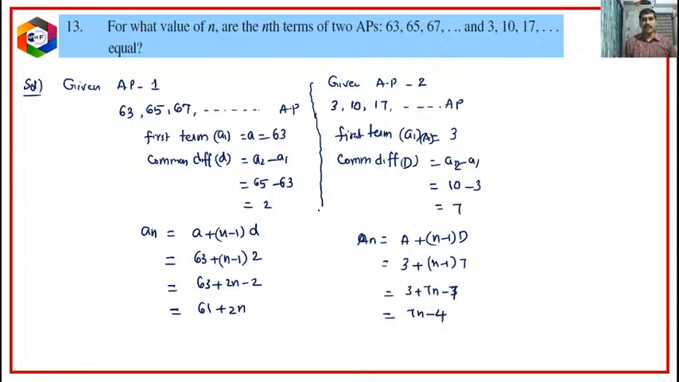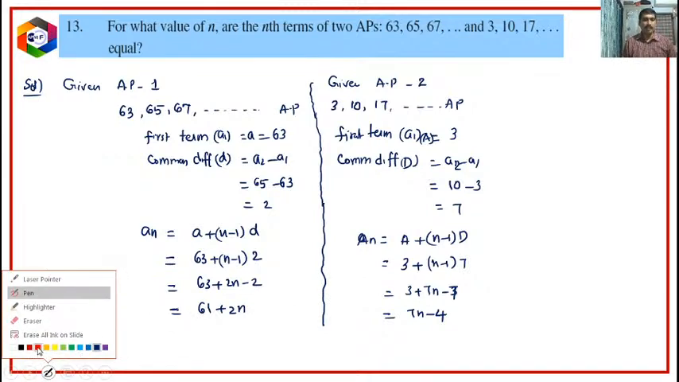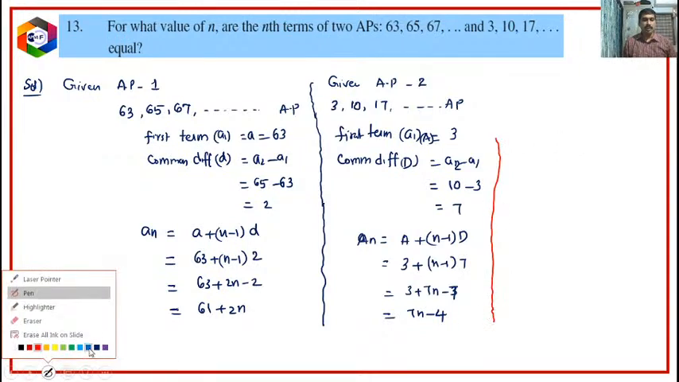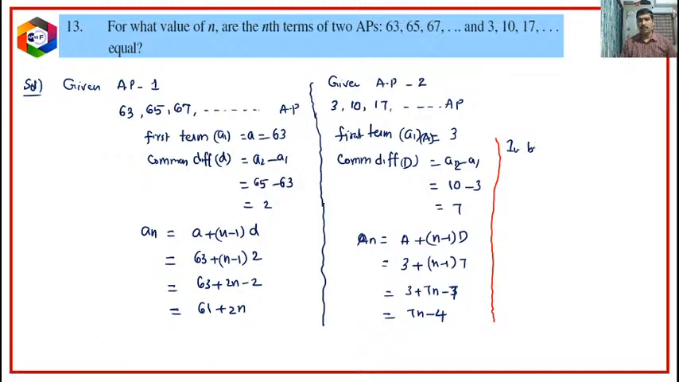Now it is very clearly given that in both the progressions the nth terms are equal. In both the APs, an is equal to capital An. Here the nth term I have denoted as small an, and here the nth term I denoted as capital An. Already we have calculated an, which is 61 plus 2n, which is equal to An, which is 7n minus 4.